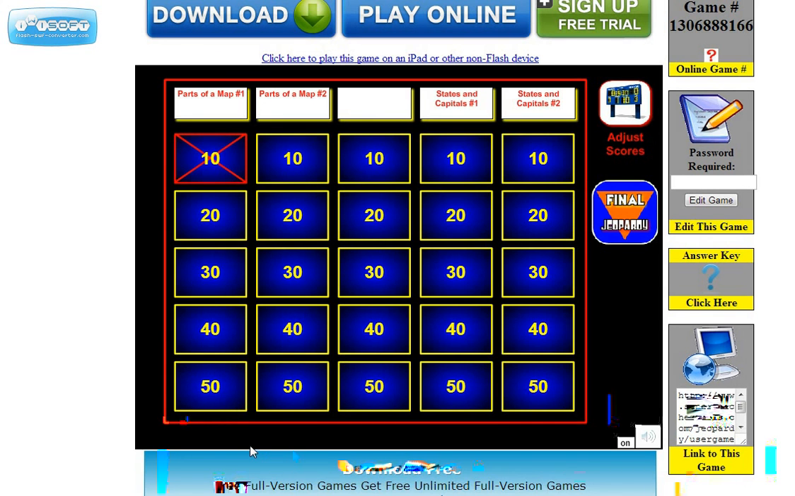For number 6, 7, 8, 9, and 10, you have to write down the question and the answer to all of the 50-point questions. So the last 5 questions, you have to write down the 50-point questions and answers. 6, 7, 8, 9, 10.